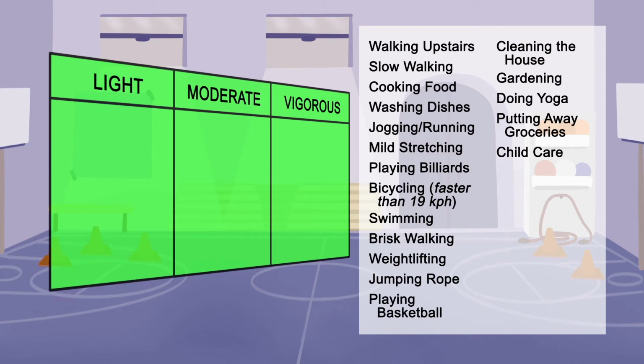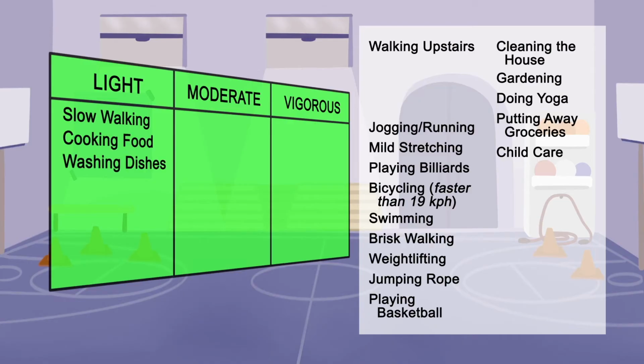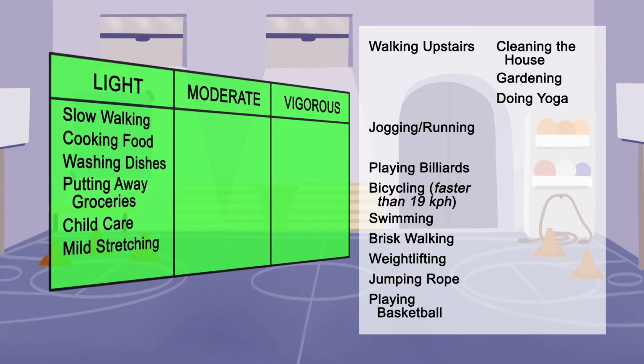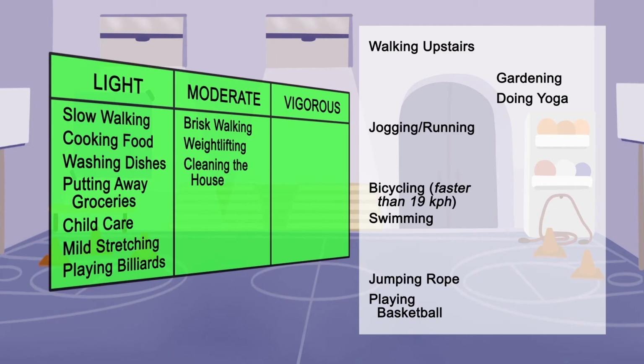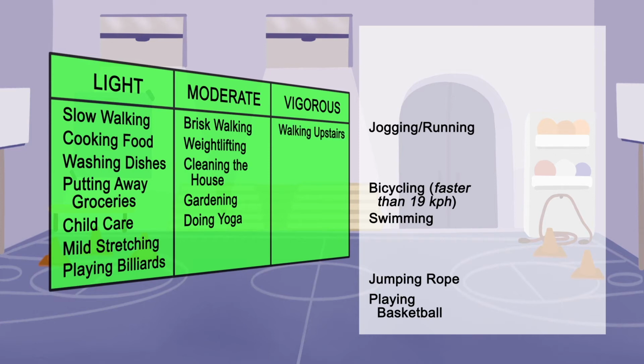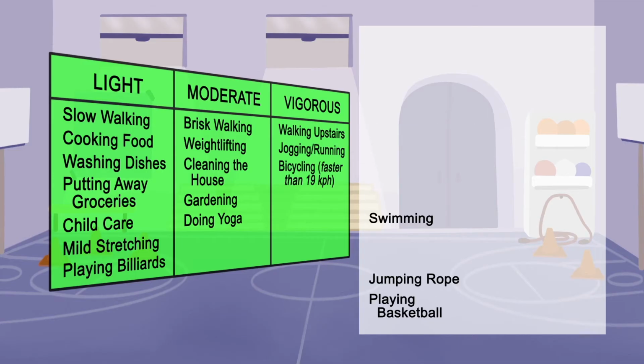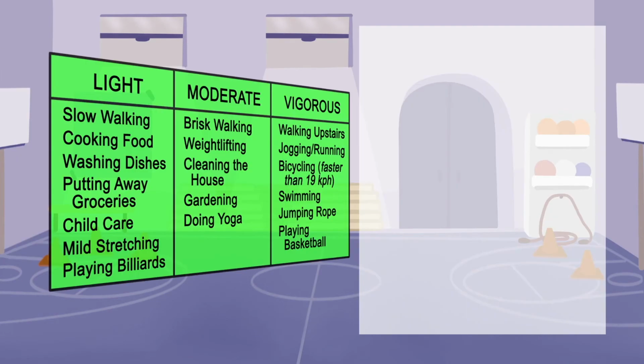For light activities, slow walking, cooking food, washing dishes, putting away groceries, childcare, mild stretching, and playing billiards. For moderate activities, brisk walking, weightlifting, cleaning house, gardening, and doing yoga. And for vigorous activities, walking upstairs, jogging or running, bicycling, swimming, jumping rope, and playing basketball.